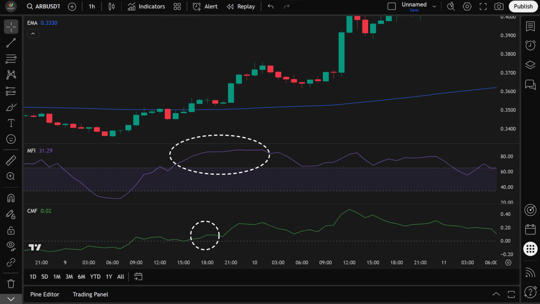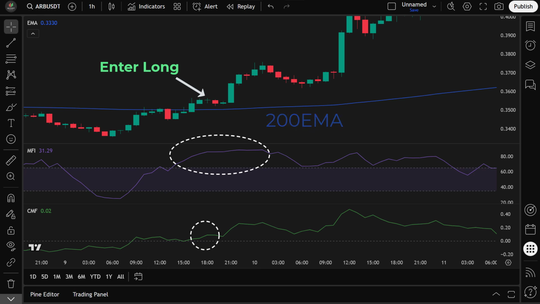3. The price is above the 200 EMA. This confirms that the overall market trend is bullish, and we're trading in the direction of the trend. Once all of these conditions are satisfied, we enter the long trade on the next candle.